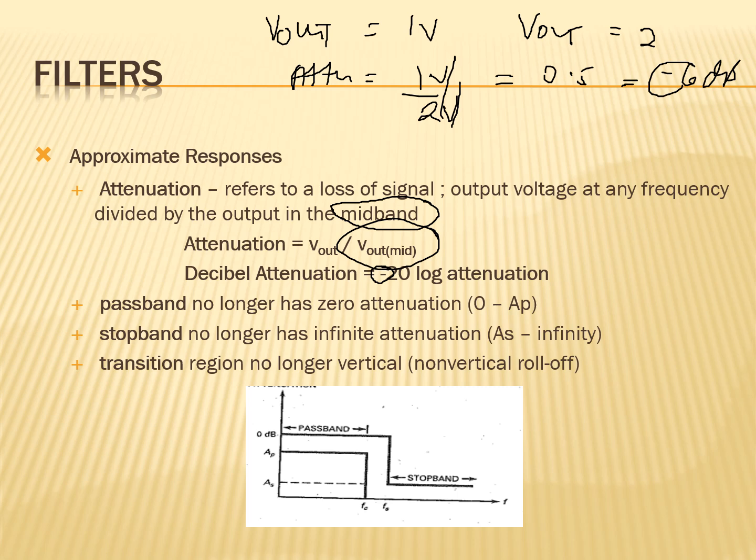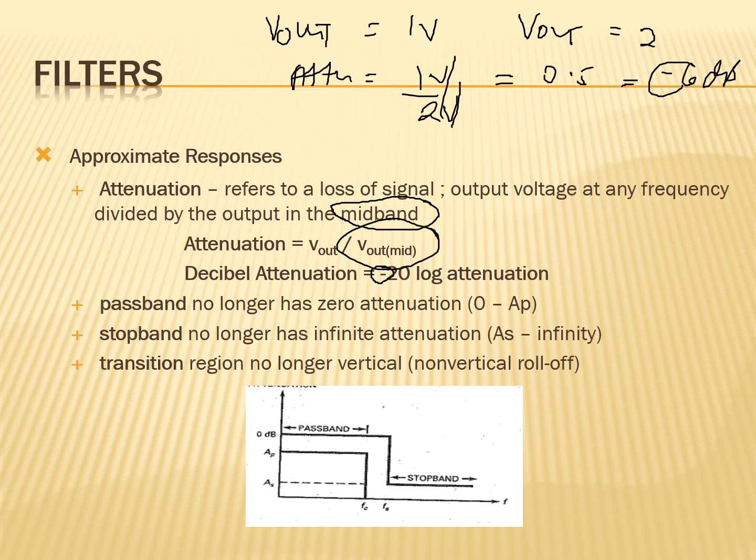We will be focusing more on the low pass filter, but if we understand how it functions in the low pass filter, it is the same as with your high pass filter, band pass filter, band stop filter, and the all pass filter. Here in the ideal scenario, we have zero attenuation in the pass band, infinite attenuation in the stop band, and a vertical transition. They are said to be unrealistic. Those are ideal values.